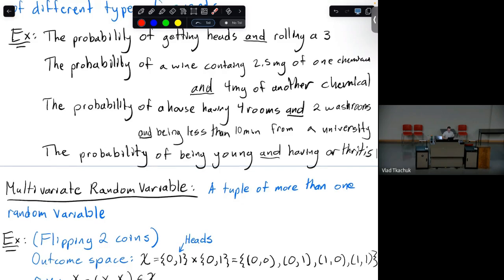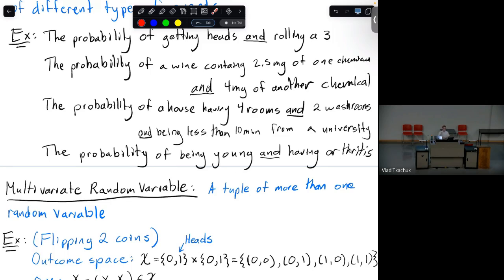So let's define this thing. We're going to think of a multivariate random variable as a tuple of more than one random variable. There were some brief questions on Piazza about why we call this data set a tuple and not a multiset. Technically, a multiset is just a thing where you can have duplicates, but order doesn't matter. The short answer is that the purpose of calling it a tuple or a multiset is so we can have duplicates.